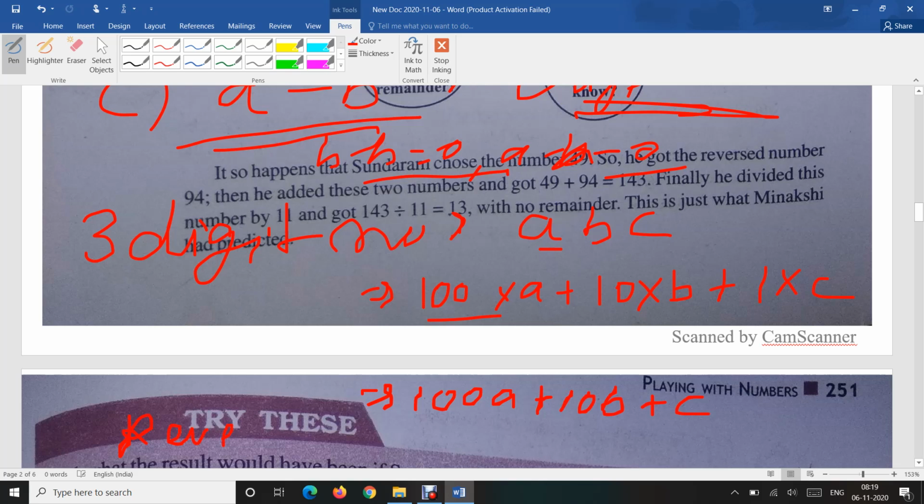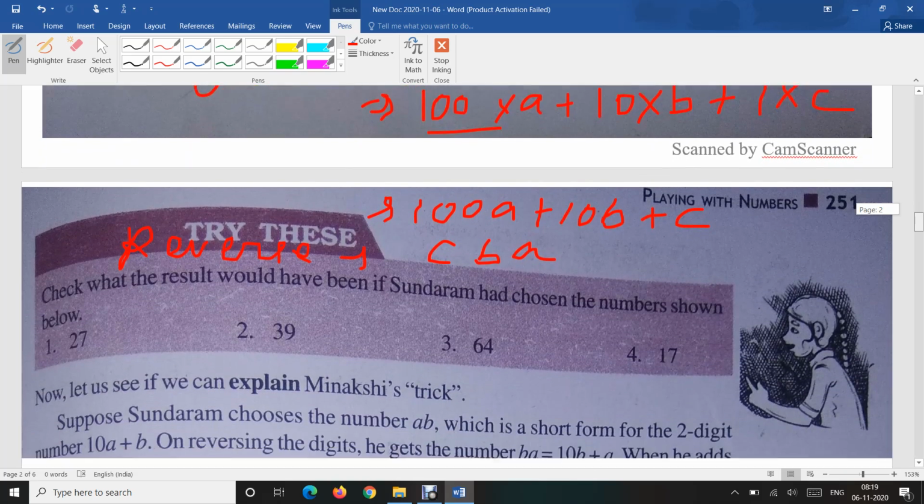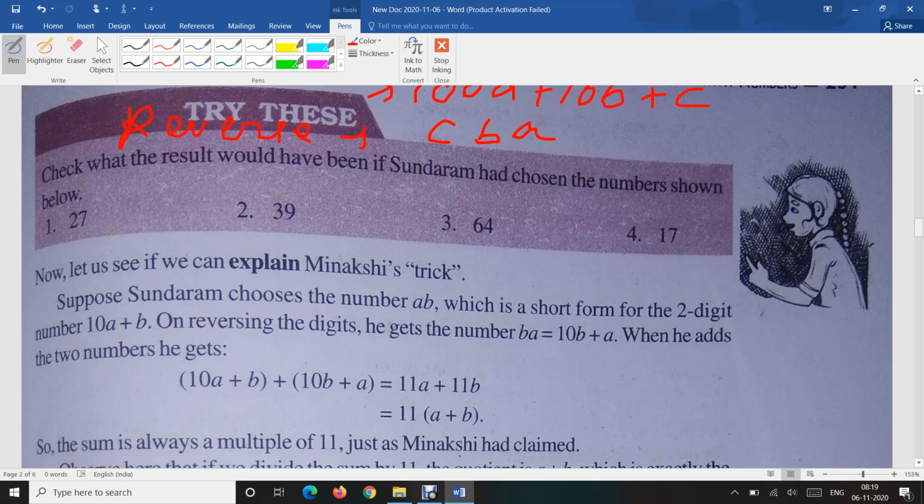If we reverse that number, then we get the reverse order, so we will get C, B, A. This is in general, and you can apply that method with numeric numbers. So the reverse of that number we can write as 100C plus 10B plus A. Now you have to do the addition on your own, and you will find that this result will not work for addition.